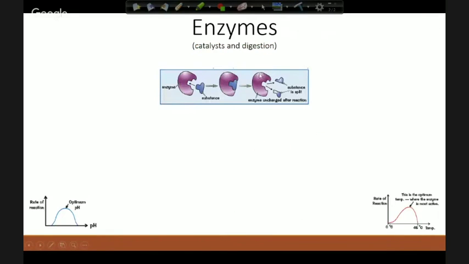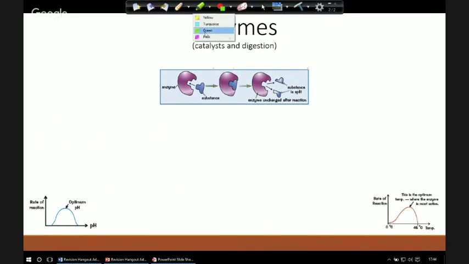Okay, the final part for today's session is enzymes. Now, enzymes are one of those classic questions that come up every single year, and they can be asked in a variety of different ways. But essentially, we're going to be breaking it down into 2 parts. What is an enzyme? How does it work in the human body? And then how does industry use enzymes?